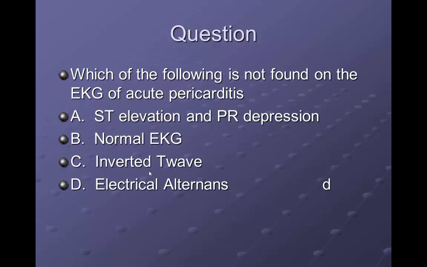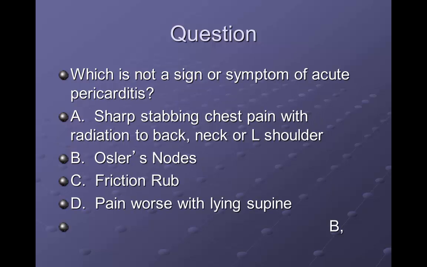Question number 2, which of the following is not found on the EKG of acute pericarditis? It is D, because remember electrical alternans is the variation in lead 2 of the QRS complex, and that is pathognomonic of tamponade. You could have a widespread elevation of the ST, a normal EKG could be present, an inverted T wave could be present, but electrical alternans is pathognomonic of tamponade, which is not a sign or symptom of acute pericarditis.